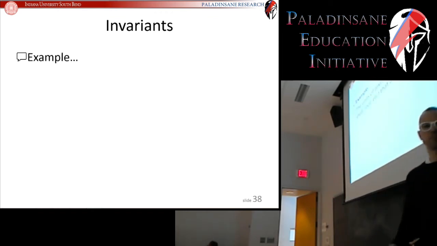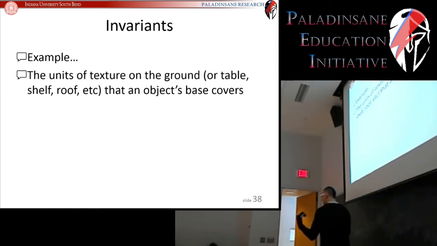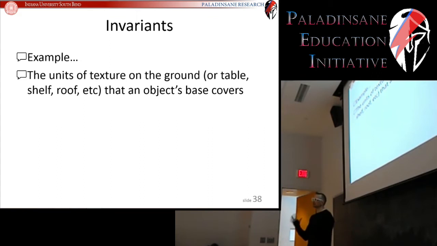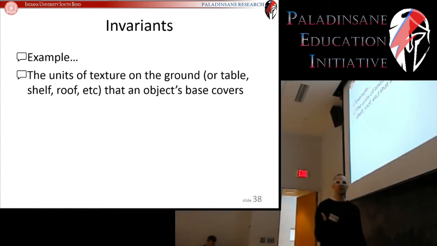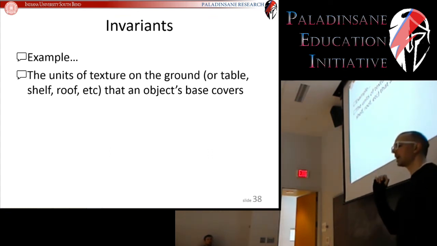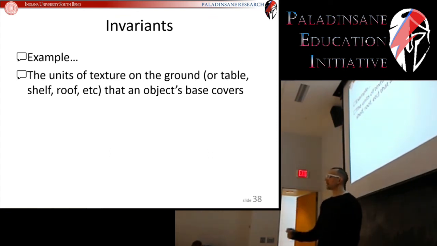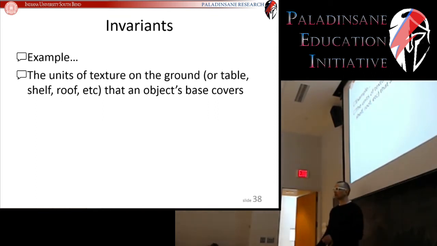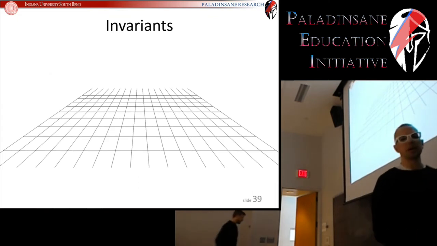So let's give you an example. One of the big ideas, or one of the big first invariants that was proposed, and there's a lot of research that showed that this is a very important invariant for perception, is units of texture on the ground. So the number of units on the texture of a ground that an object covers is an invariant relation in the ambient optic array. So that could be one of the reasons why, as you move objects through your world, or as you get closer to objects, they do not appear to be growing or shrinking in size, because their relation to that texture on the ground is not changing. It's invariant. So let's take a look at what this might look like.